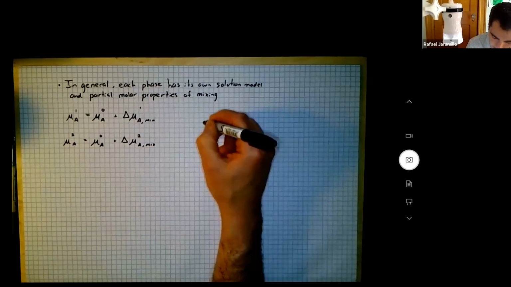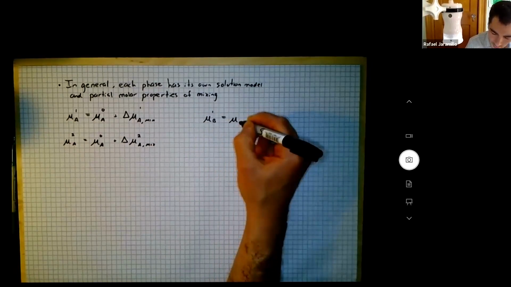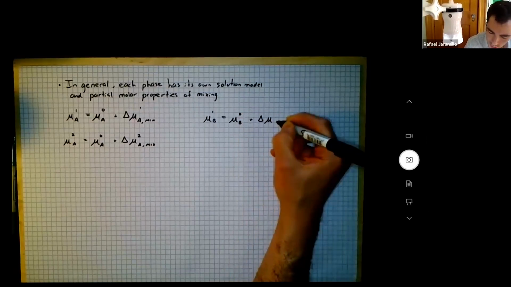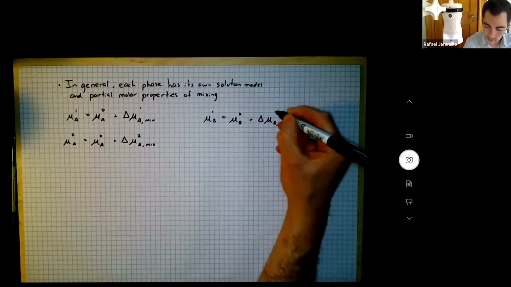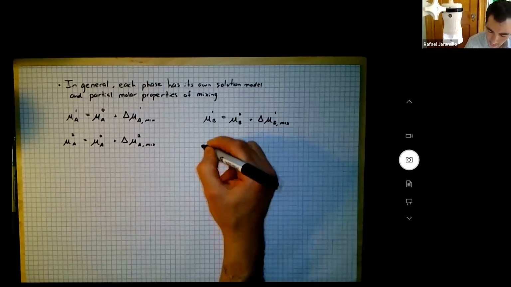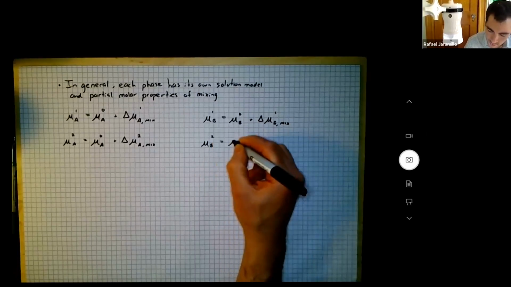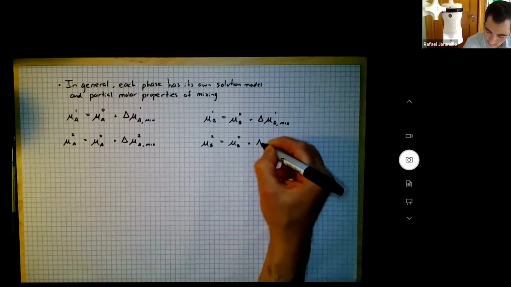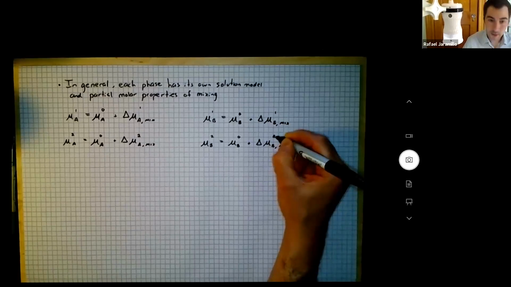Mu B in phase 1 equals mu B naught plus the change in chemical potential of B due to mixing in phase 1. And chemical potential of B in phase 2 equals the reference state plus the change in chemical potential of B due to mixing in phase 2.